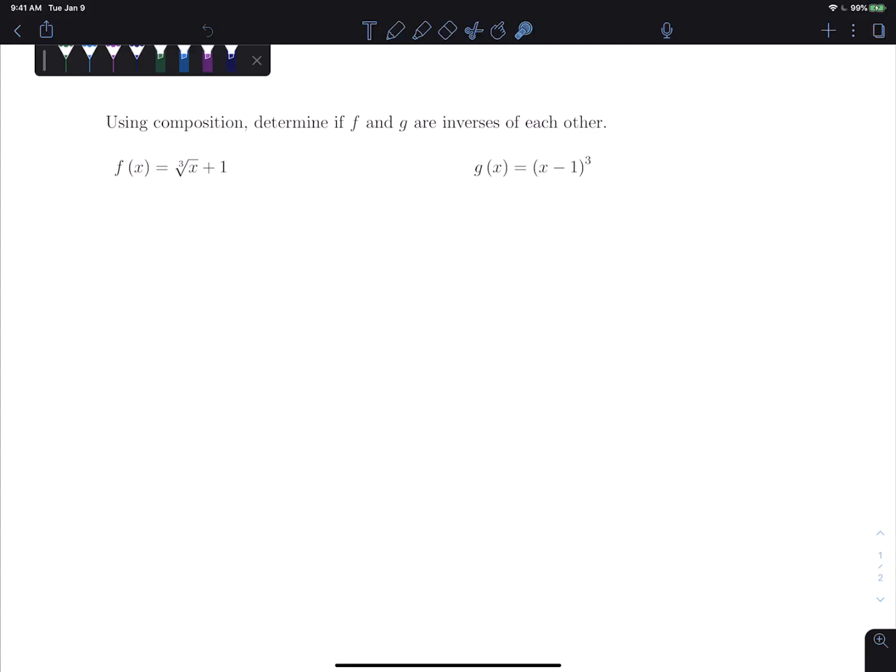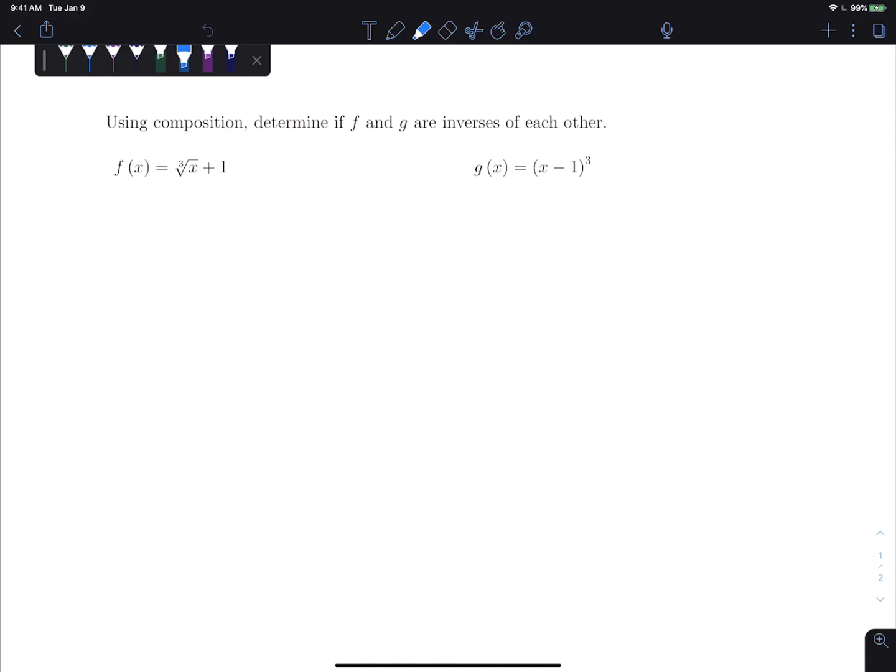Now, just a way that we look at these, notice cube root and cube are inverses of each other, so it does have a shot. That's one way to just look at this and determine, is it even possible? And yes, it is. So let's determine if they are in fact inverses of each other.